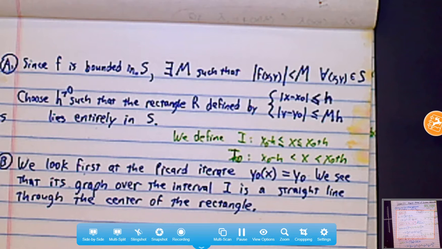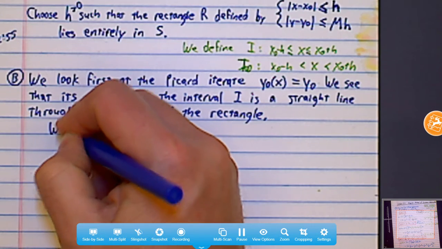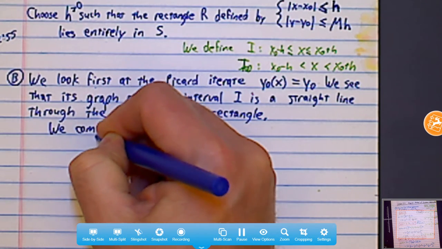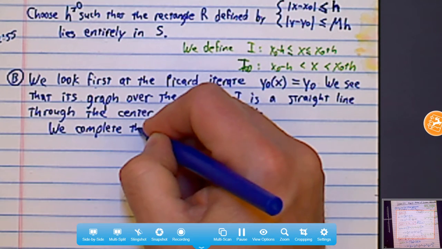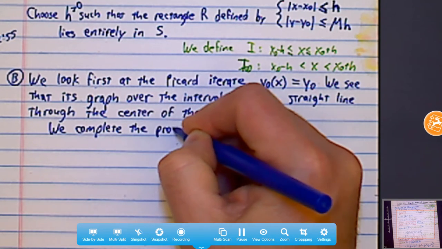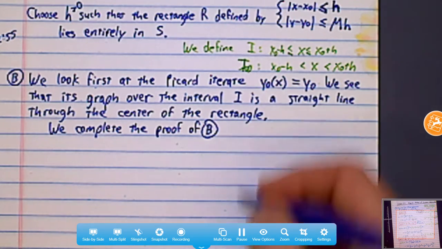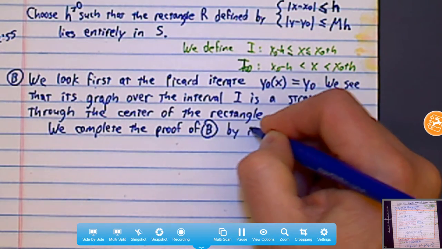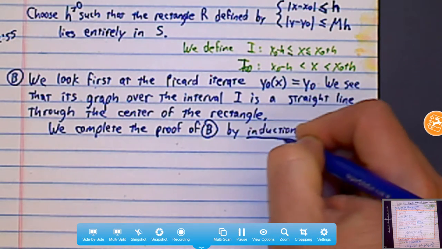Okay. Now, that's the first iterate. Next, we complete the proof of part B, which I'll just indicate this way, by induction. And I'm lucky because didn't I talk about that with you guys already?